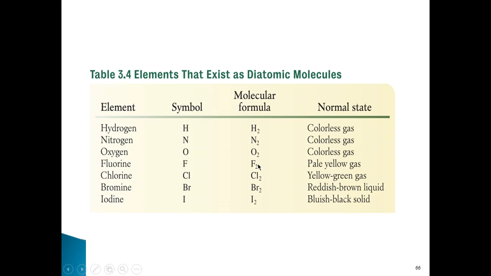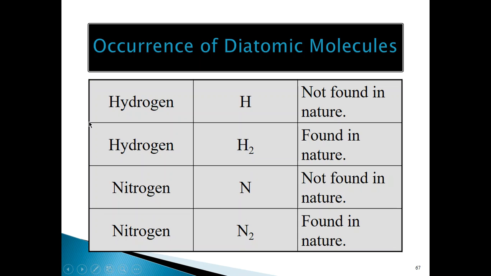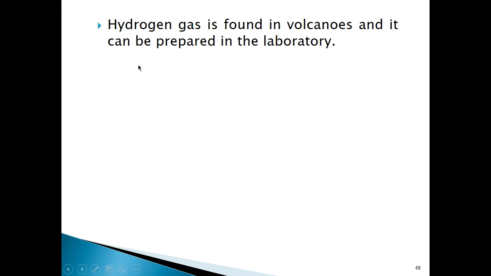The last 4 on this list should be relatively easy to remember because these are group 7 elements, but then you have these 3, oxygen, nitrogen, and hydrogen, which you need to remember as well. All right? Just some general information about these elements. What you'll find is that hydrogen and nitrogen, as monatomic atoms, will not be found in nature. Instead, you'll find H2 and N2, and that is true also for the other diatomic molecules.